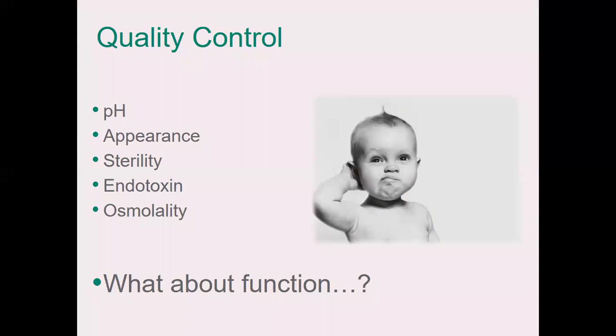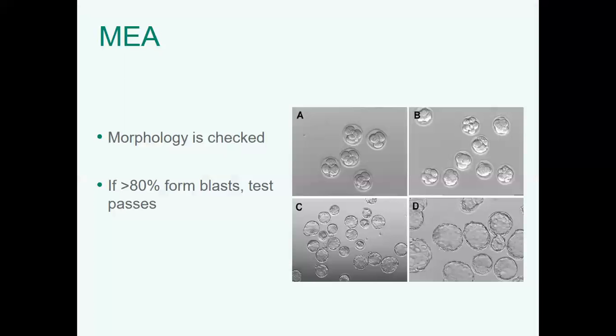Normally for media, before we send it out, we measure the pH, check the appearance of the media, do the sterility check, the endotoxin check, and the osmolarity check. But what about the function? As we know, it is common sense that all media need to take the MEA test. What is MEA? MEA is mouse embryo assay.